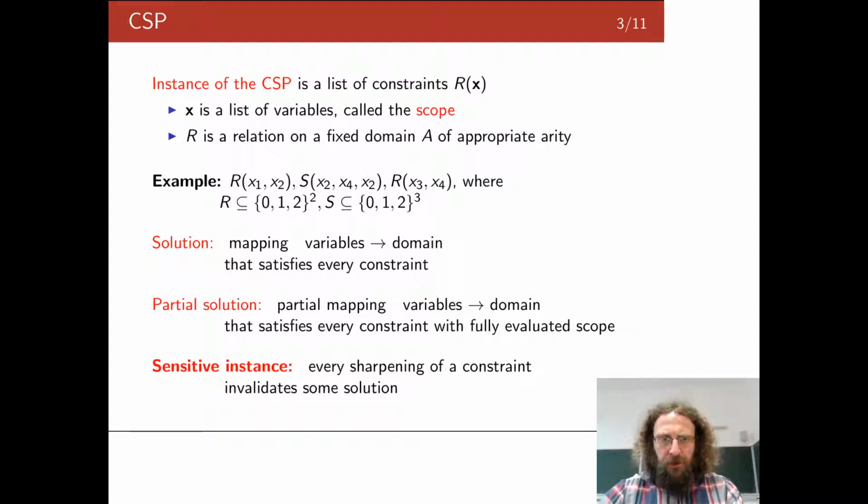The central notion is that of sensitive instance. An instance is sensitive if every sharpening of a constraint invalidates some solution. For example, if we replace R with a smaller relation in here, we lose some solution of this instance.